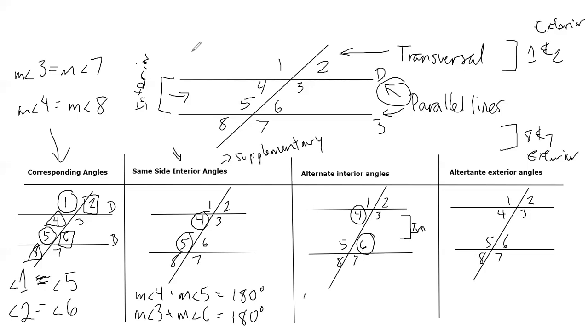So what does that mean? Measure angle 4 is going to be equal to measure angle 6. Okay, that means that if measure angle 4 is 50 degrees, measure angle 6 has to equal 50 degrees. If measure angle 4 is 170 degrees or something ridiculous, measure angle 6 has to be the same thing because they're alternate interior.